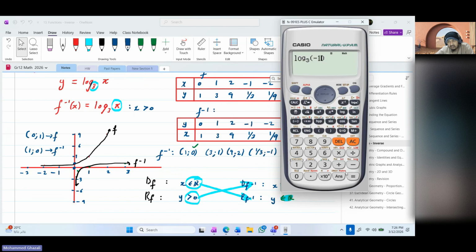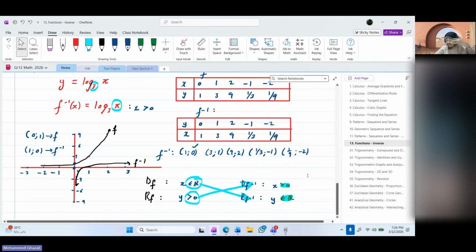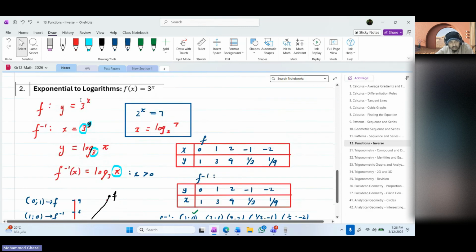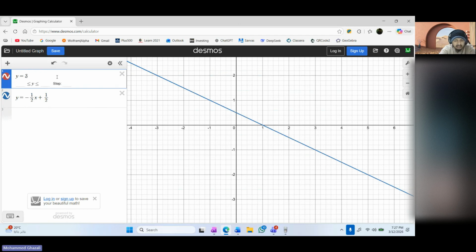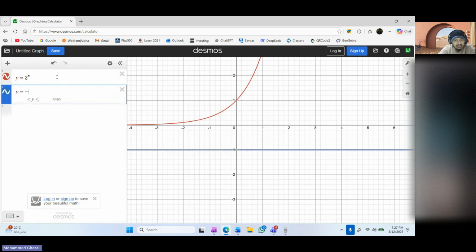Try -1. It doesn't work, so you're getting math errors. Now let me just sketch it over here. 3 to the power x. So we have 3 to the power x, right? And the second function we have is log.